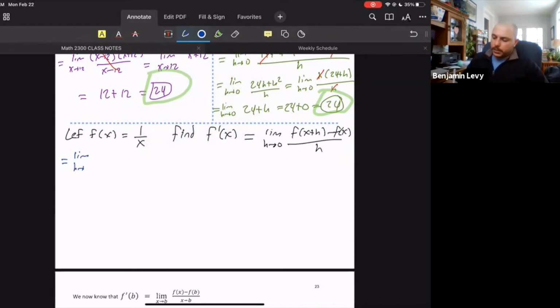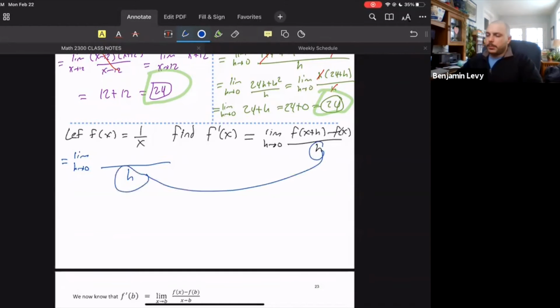So the limit as h goes to 0. I'm just going to write like this real quick. Let me pause actually, to give everyone a chance to think about that. What does the numerator look like? I just wrote down the h part, so all I've done is copy that part over. What does the numerator look like there? It should look like this.